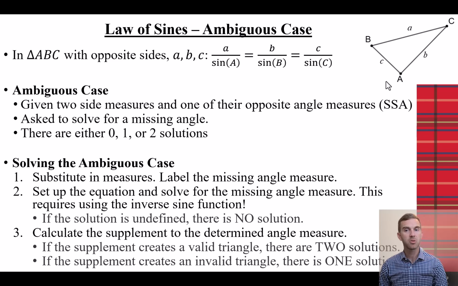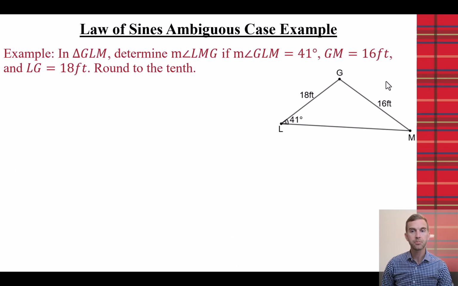So let's look at an example because I think that'll help quite a bit. Say we have this triangle GLM, and we want to determine the measure of LMG when we already know that the angle GLM is 41 degrees, GM is 16 feet, and LG is 18 feet. You can see we have two sides and one of the opposite angles. So this is that ambiguous case because we're solving for the other angle.